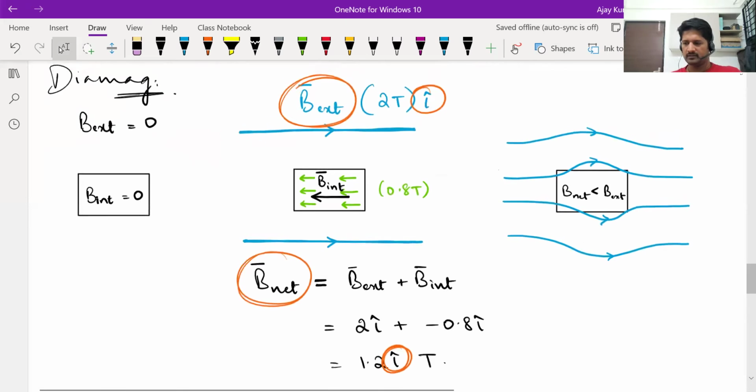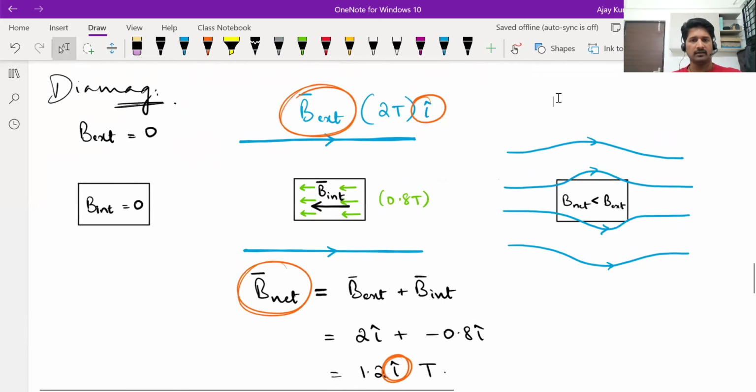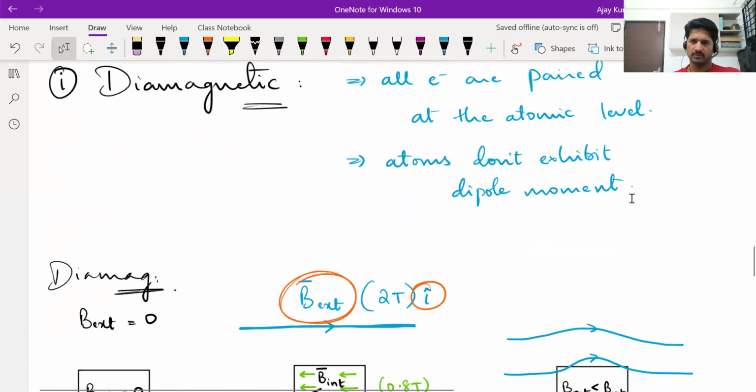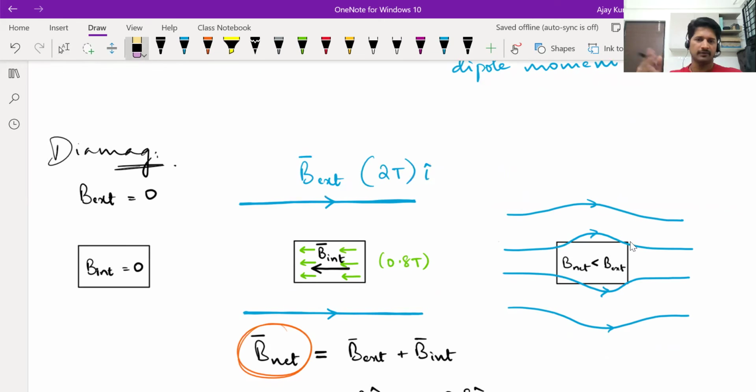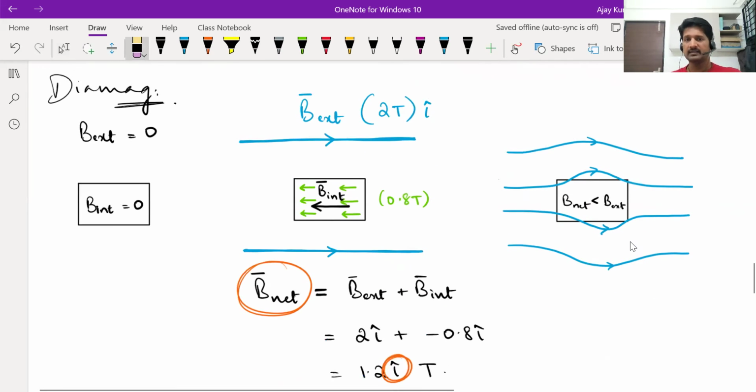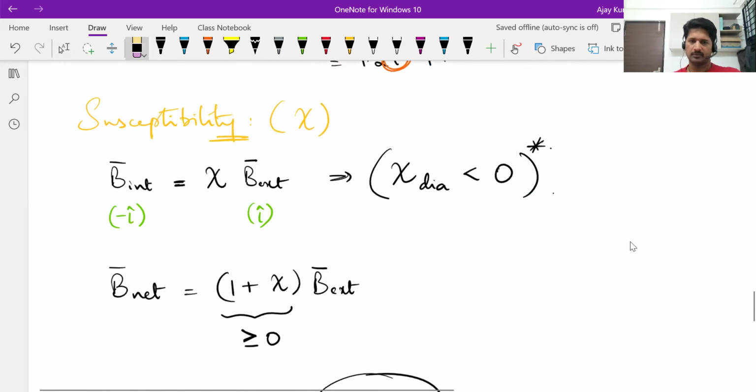As you said, these are materials which don't have any unpaired electrons, meaning all the electrons are paired at the atomic level itself. So individual atoms don't behave as dipoles. If individual atoms don't behave as dipoles, the object as a whole also won't behave as a dipole. It means it won't behave as a magnet. But when you place it in an external field, here we took the example of an external field towards the right, it generates an internal field opposite to the external field. And because the internal field is opposite to the external field, the susceptibility will be negative.